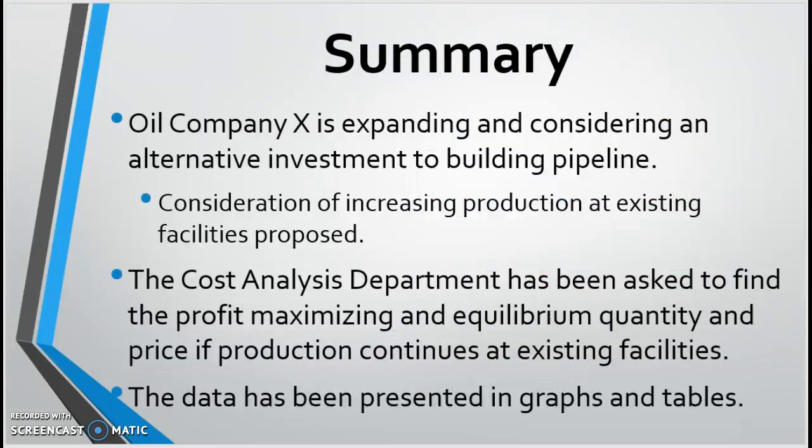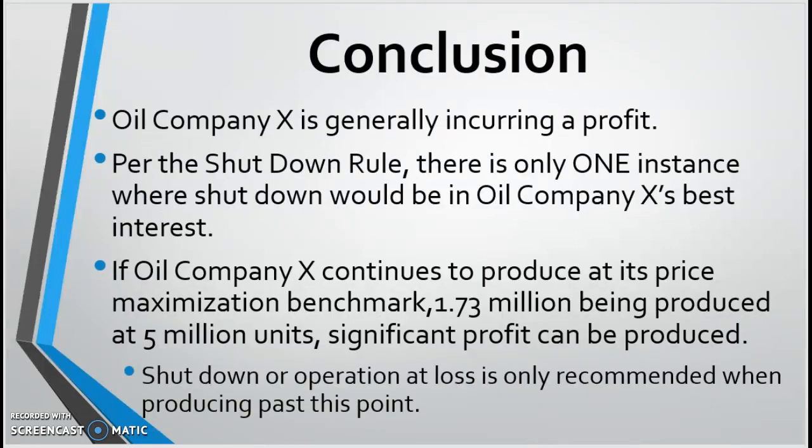So in summary, Oil Company X is expanding and considering an alternative investment to building the pipeline. There is a consideration of increasing production at existing facilities. The cost analysis department has been asked to find the profit maximizing and equilibrium quantity and price if production continues at the existing facilities. The data has been presented in graphs and tables. Our conclusion is, Oil Company X is generally incurring a profit. Per the shutdown rule, there is only one instance where shutdown would be in Oil Company X's best interest.